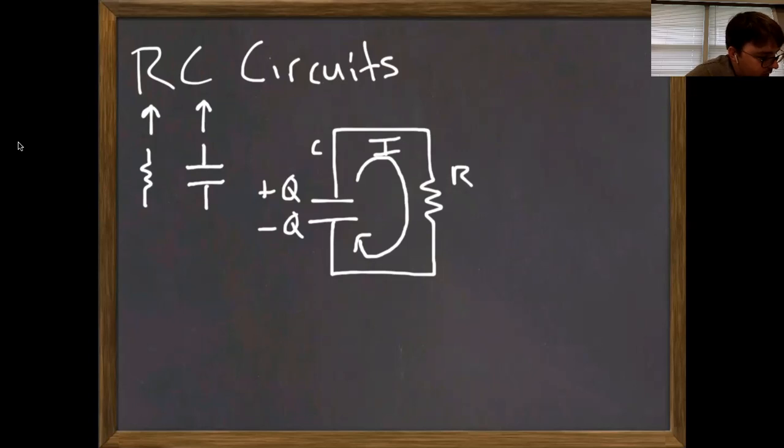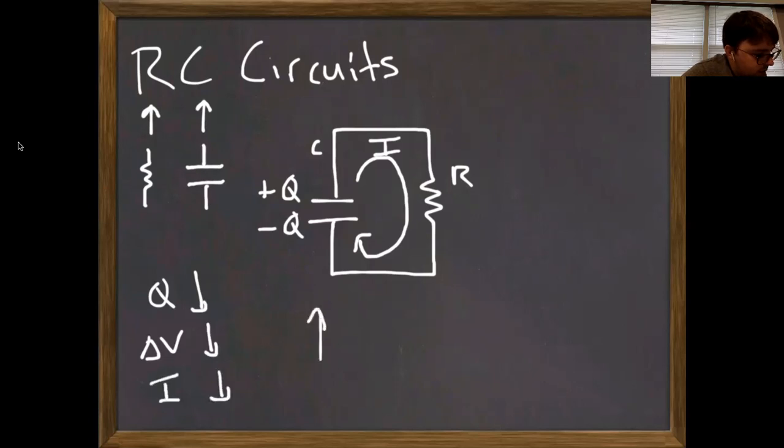And what's it going to look like? Well, what happens is the current starts out big because the charge starts out at its maximum. And then over time, the charge gets depleted. It moves around the circuit from the positive plate to the lower plate. That means the Q decreases over time. That means delta V decreases over time because Q equals C delta V. And that means the current is going to decrease over time. What we have is something that's got to look kind of like this.